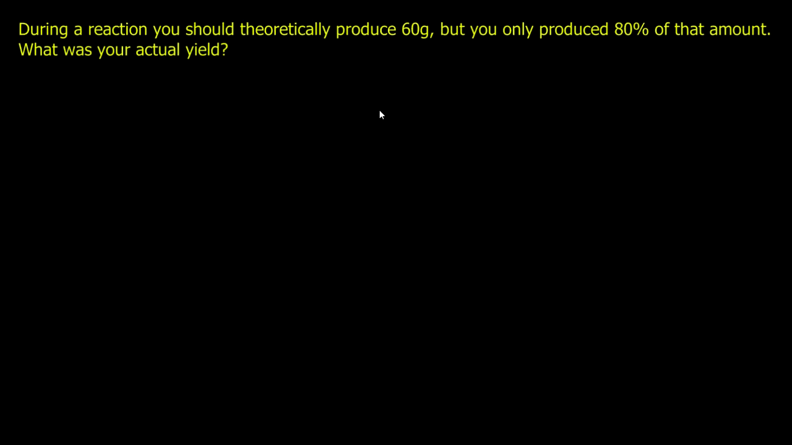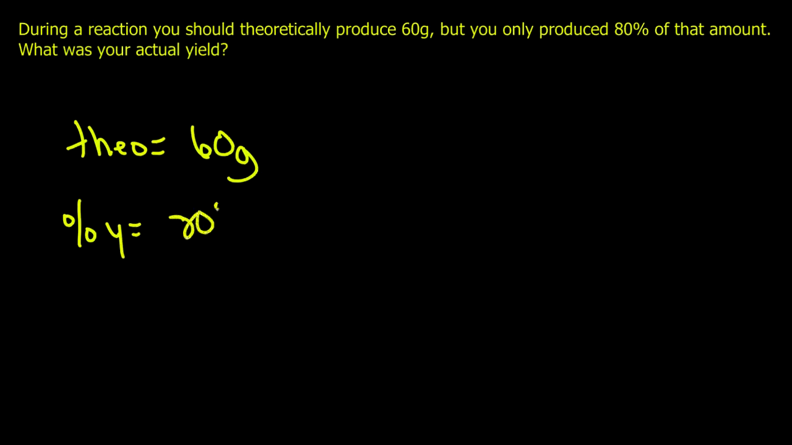So during a reaction, you should theoretically produce 60 grams. So theoretically, we should have 60 grams. We only produced 80% of that amount. So our percent yield is 80%. What was your actual yield? I'm looking for the actual this time. How much did I really produce in the lab setting?